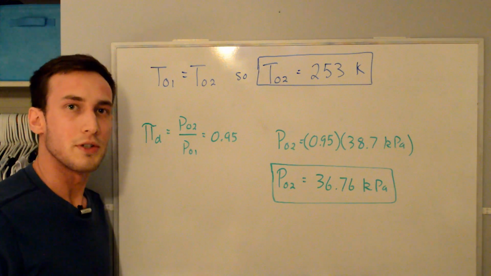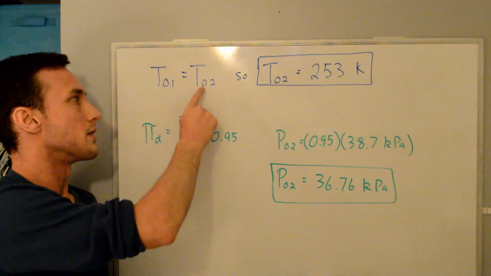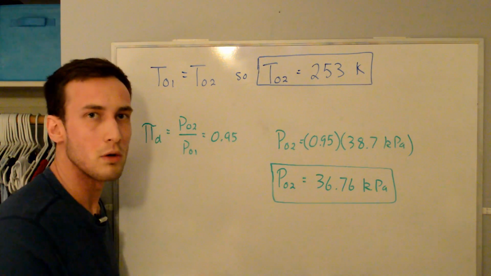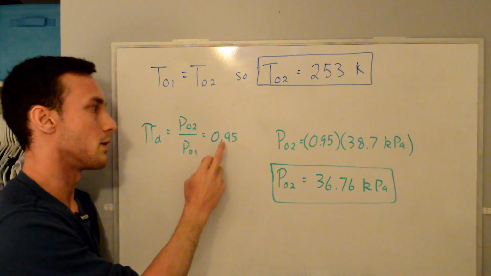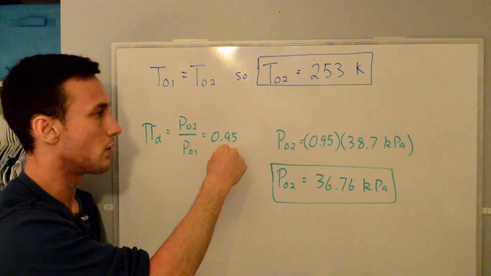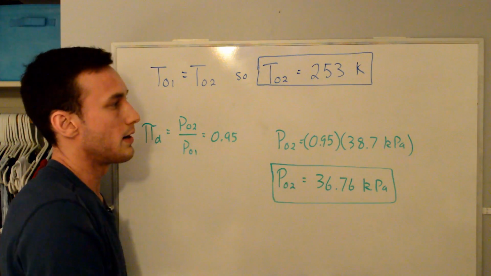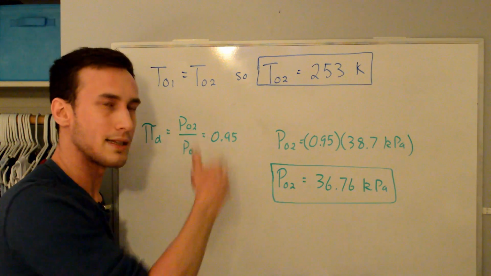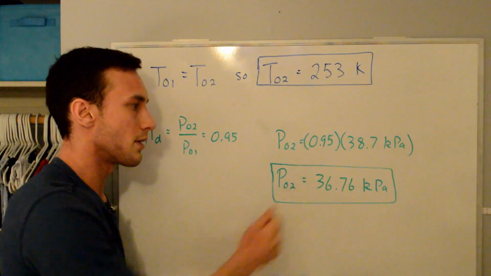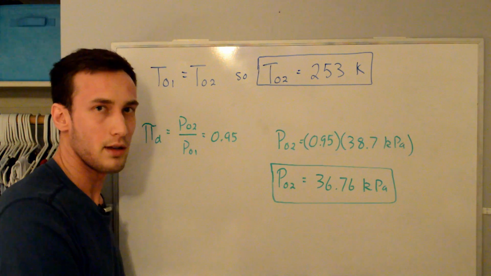So based off of what I just said, we can just say that the T01 is equal to T02, so T02 is 253 Kelvin. And then similarly here, we can say P02 over P01 is equal to 0.95. Just move P01 over here, which we know, multiply 0.95 by 38.7 kilopascals, and we get that the stagnation pressure at the exit of the diffuser is 37.76 kilopascals.